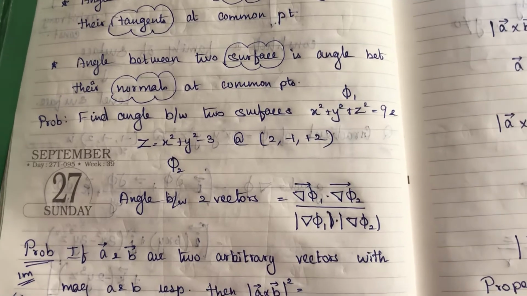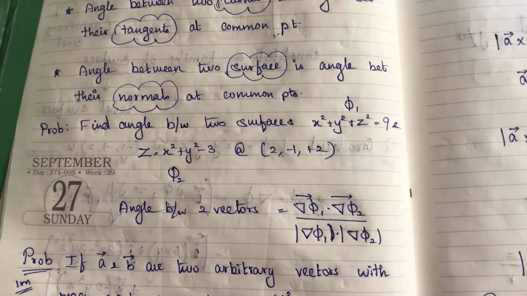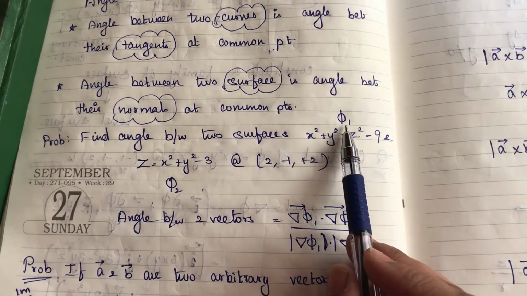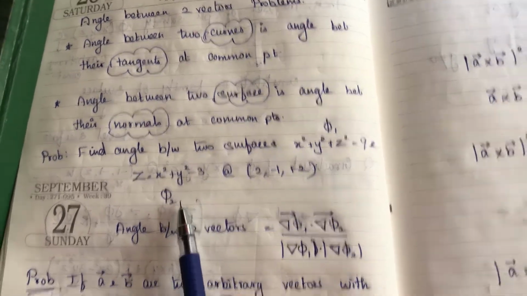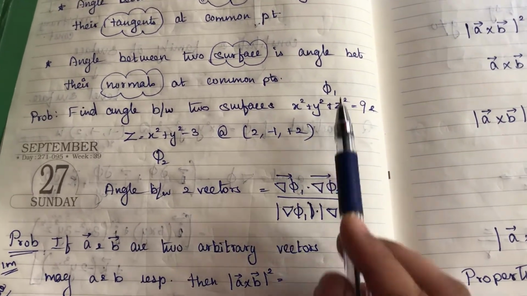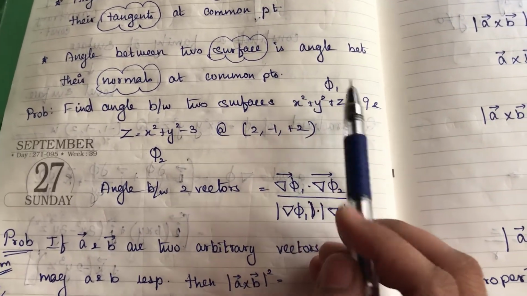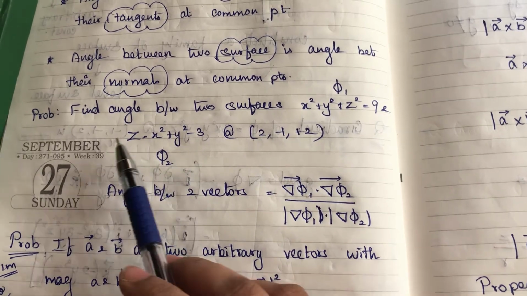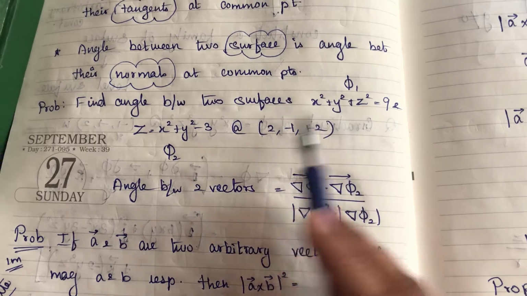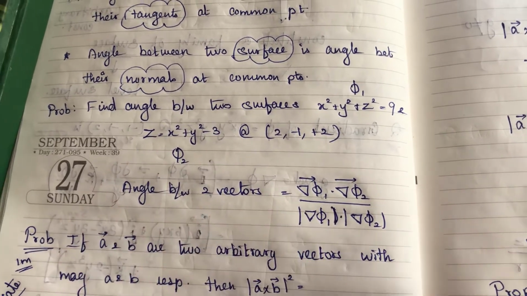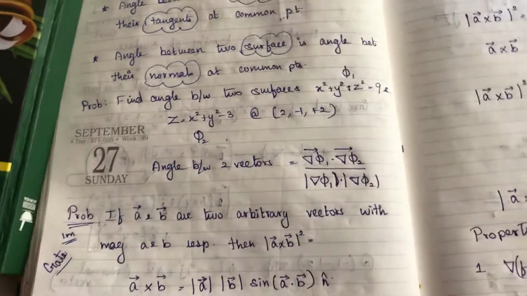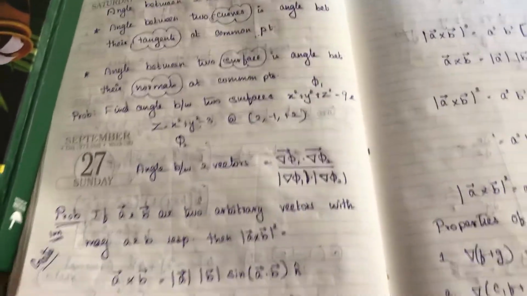Next thing, find the angle between two surfaces. They have given two surfaces and one point. Let's take this function as phi 1 and this function as phi 2. We need to find the angle, which is del phi 1 dot del phi 2 by modulus of the first function into modulus of the second function. This is the formula for the angle between two vectors, right?